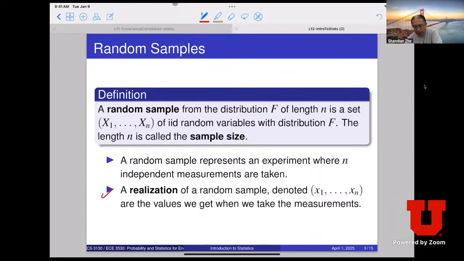If you observe a set of particular values for this sample, x1 through xn, then we call the list of values you observed for x1 through xn a realization. Usually we use lowercase letters to denote the realization of a random sample. We use capital letters, big X1 through big Xn, to represent the random sample itself, and their observed values are denoted by their lowercase version, small x1 through small xn.